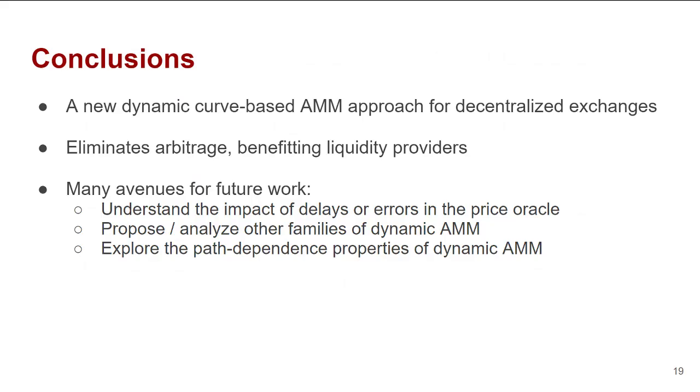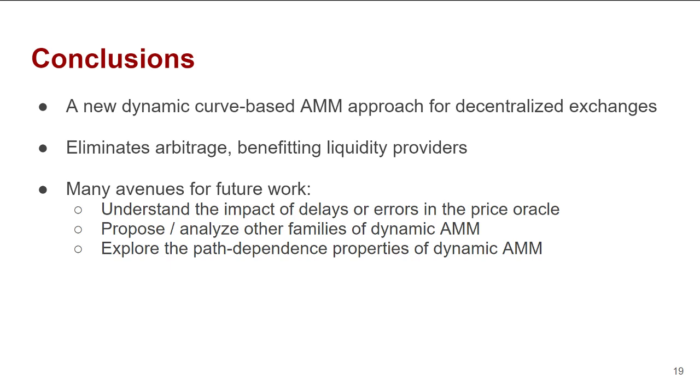So in conclusion, we've presented a new dynamic curve-based automated market maker approach that can be used in decentralized exchanges that has the benefit that it eliminates arbitrage and benefits the liquidity providers. This work opens up a number of avenues for future work, including how you would actually implement such a dynamic AMM. It requires an oracle, and to study the impact of delays and errors in such a price oracle on the performance of the dynamic AMM would be a topic of interest.